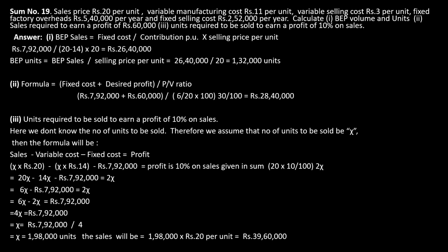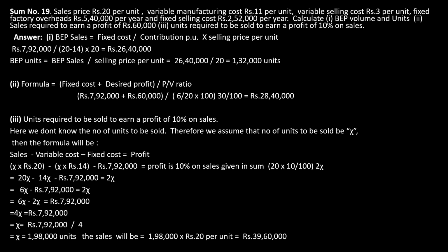One is BEP, volume and unit. Volume means sales and units, both you are going to find. Then the sales required to earn a profit of 60,000. Again, the profit is given, which means you have a formula easily. Then last one, the third question in subdivision, that is subdivision 3. Units required to be sold to earn a profit of 10% on sales. Okay, we'll do one by one now.